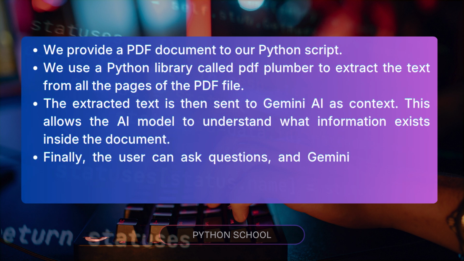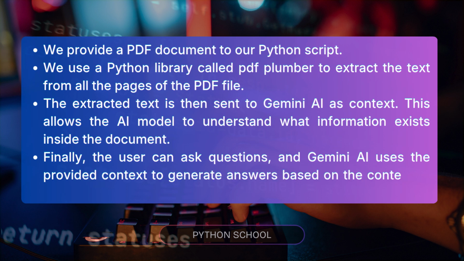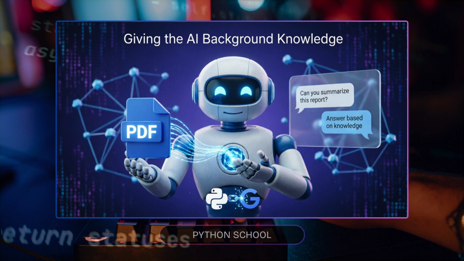Fourth, finally, the user can ask questions and Gemini AI uses the provided context to generate answers based on the content of the PDF. So in simple terms, we are giving the AI the entire document as background knowledge and then allowing the user to ask questions and get answers based on the provided knowledge. Now let's move on to the setup.